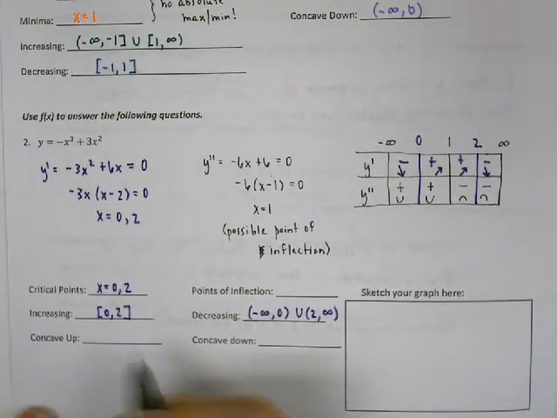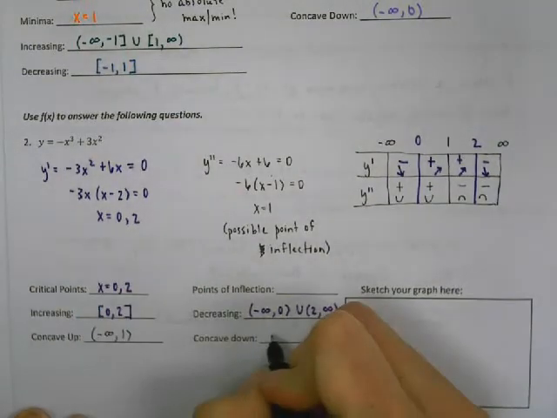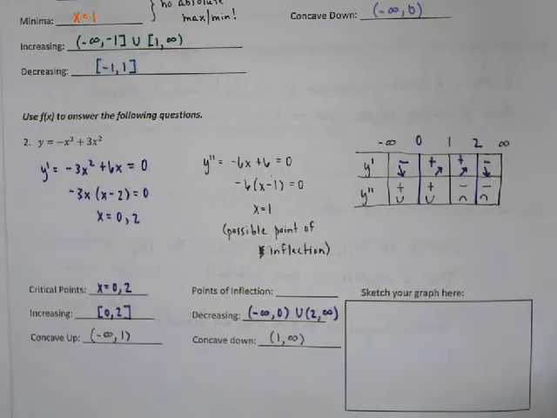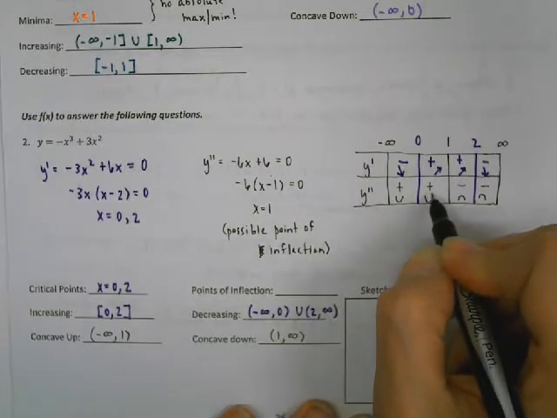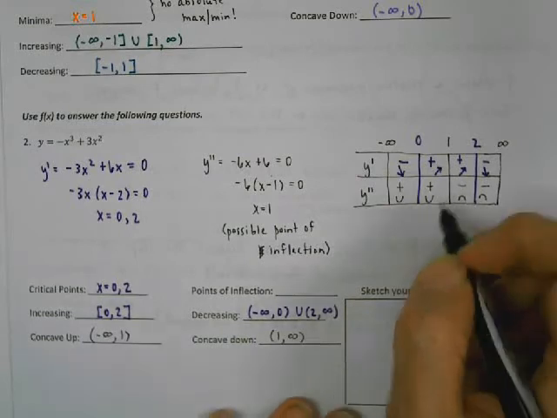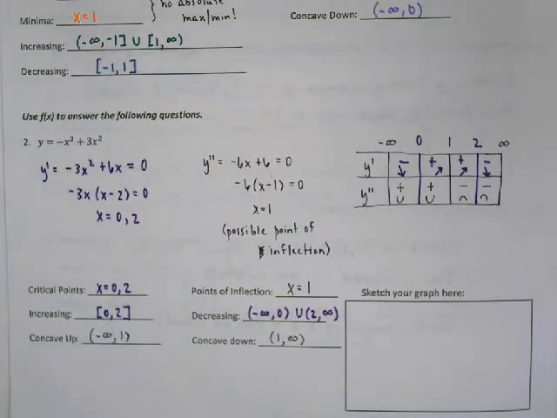So now I have my intervals for concavity. Concave up is from negative infinity to 1, and concave down is from 1 to infinity. And now I look over here at x equals 1, I changed from concave up to concave down. So since that concavity changed, I can say I have a point of inflection at x equals 1.